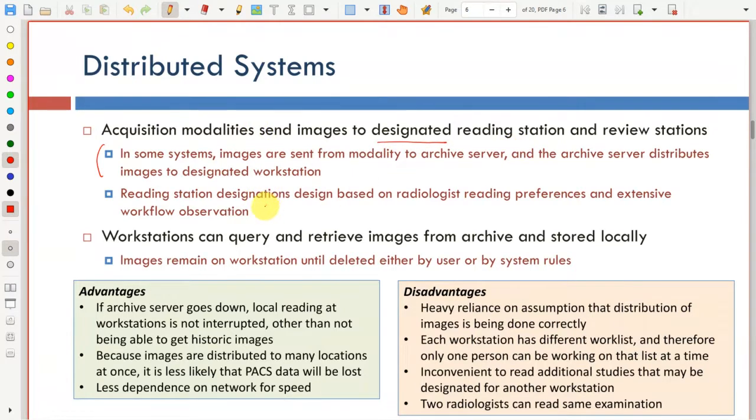The problem you're going to have here is that the designations of the reading stations must be based on radiologists' reading preferences and extensive workflow observations. Meaning that if you have, for example, 10 reading stations, how are you going to distribute them between imaging modalities, for example, MRI, CT, ultrasound? How are you going to divide them? Are you going to divide them equally? I don't think it's a good idea to do it like this.